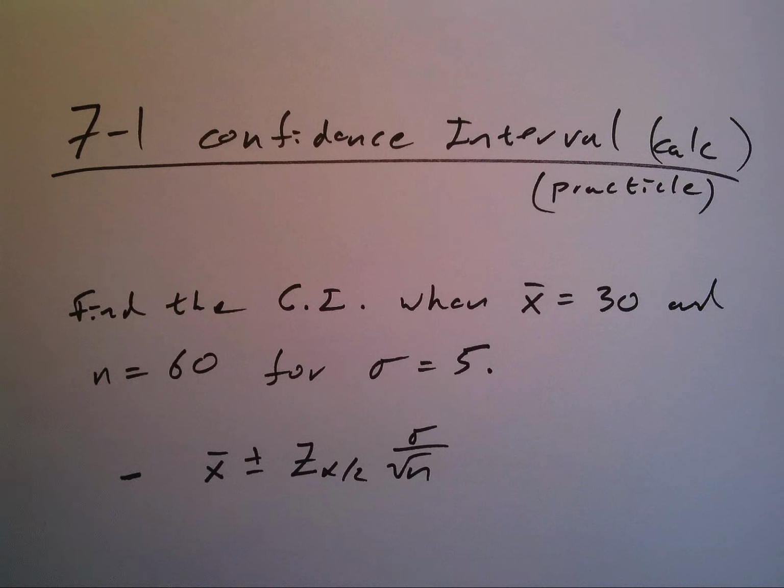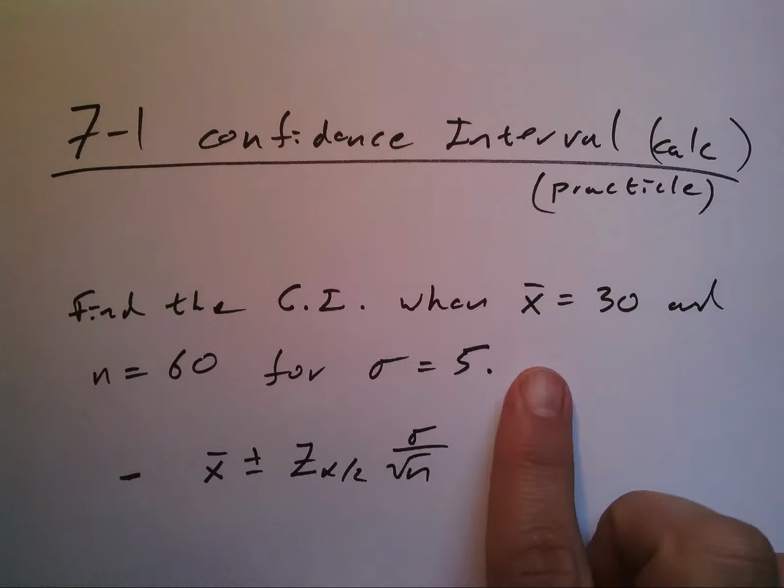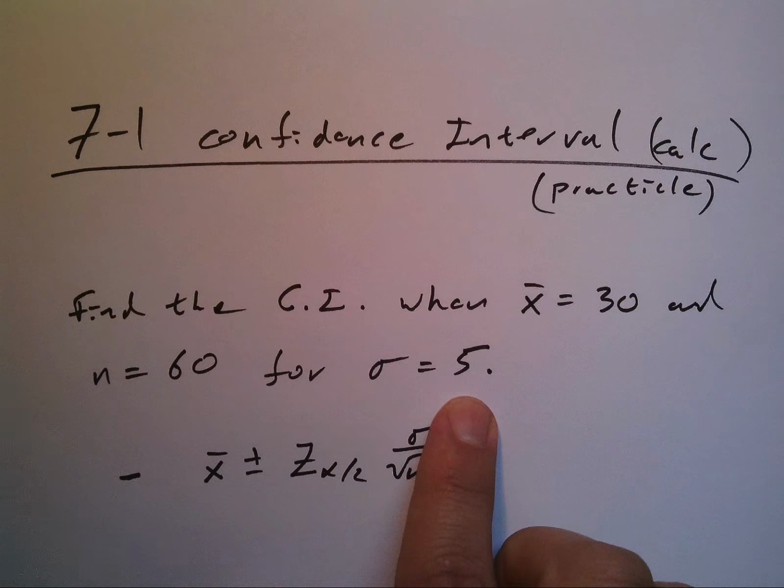Alright, this is 7-1 confidence interval using the calculator, or just the practical side of what we're going to do to get confidence intervals. So if I ask the question, find the confidence interval, abbreviated C.I., when x bar is equal to 30, n is equal to 60, for sigma equaling 5.